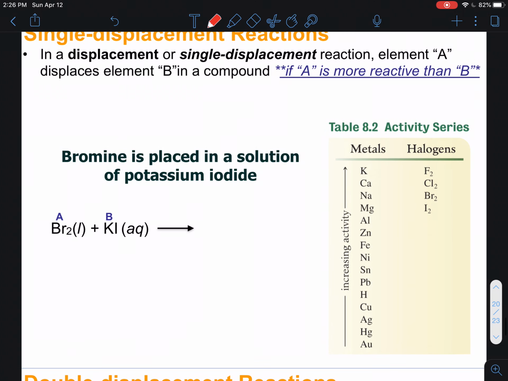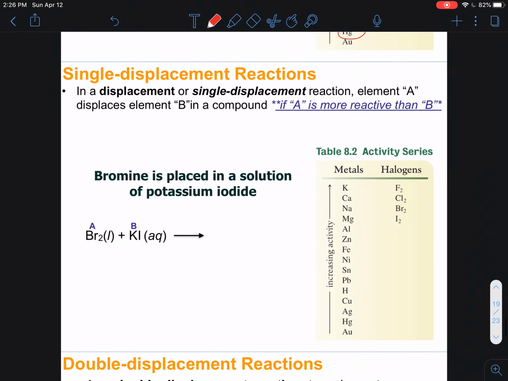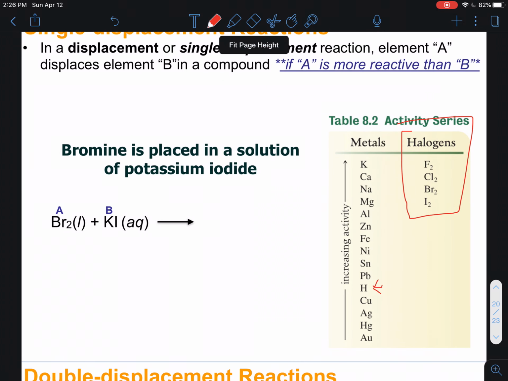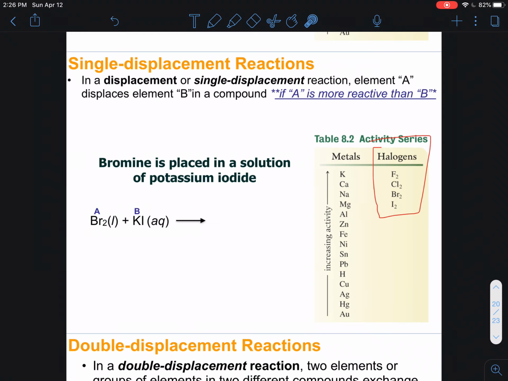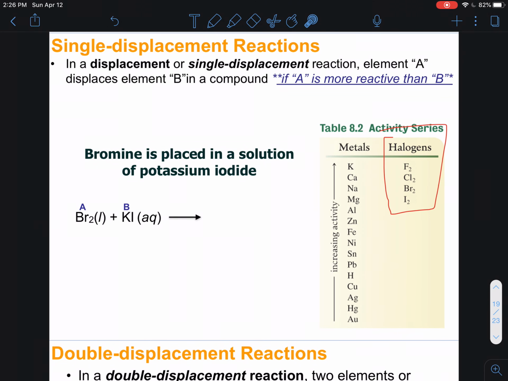Do one more. Now this is a little bit of a different one, because we're looking at halogens. I also want you to notice that hydrogen is on the metal side, right there. So if you have an acid, you're going to look at hydrogen as if it's a metal and use the reactivity series in the same way. Let's say we have halogens right here. In this situation, we are comparing two halogens. Bromine is placed in a solution of potassium iodide. This is actually directly from one of the labs that you did miss, but it's still important to understand how to use the reactivity series for this.